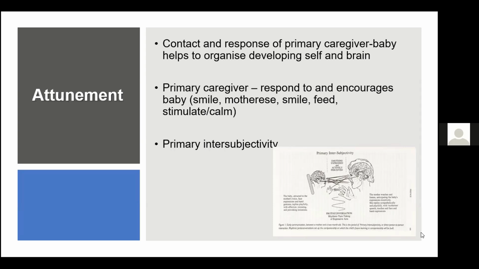And we might also refer to that as primary intersubjectivity. But we know, therefore, that attunement is key to brain development in infants. So that early bond is really, really key to their later brain development. And this idea of primary intersubjectivity basically means that a child's emotions are expressed and then they are actively perceived by the adult.